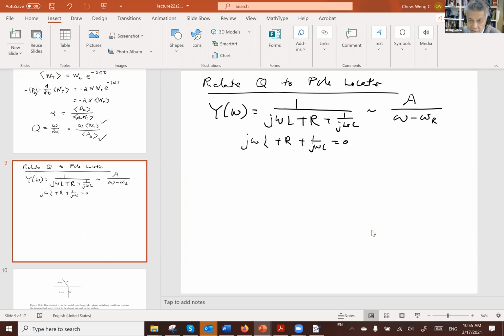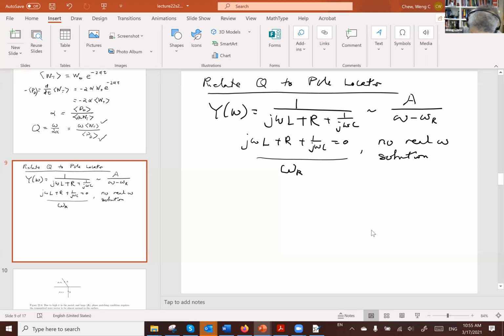And you can see that this can never happen for real omega. No real omega solution. In order for this equation to be satisfied, omega has to be a complex number, which means that the omega sub r that satisfies this equation is complex. Can you see that omega sub r is complex? And hence, if I were to do a Taylor series expansion of the denominator about this value, which makes this go to 0, you will have an approximation something like this.